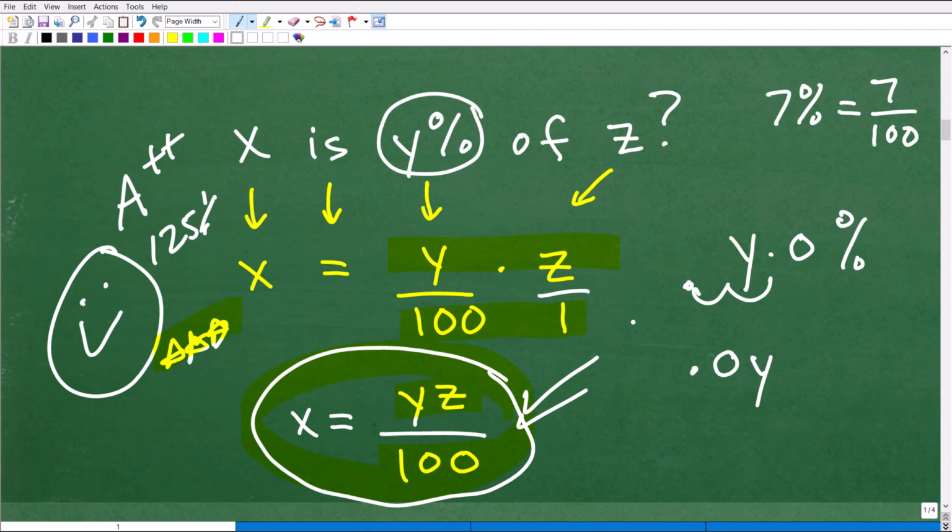Okay, so this type of problem does show up on various tests. So again, don't forget this expression. You're not going to be able to do every single percent problem with your calculator. Oftentimes, more often than not, actually, you're going to have to use algebra.